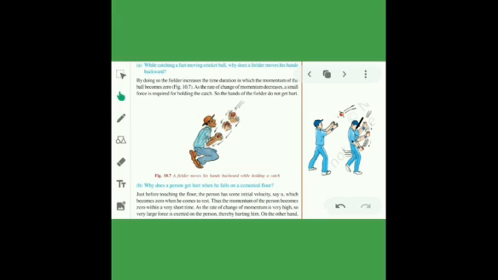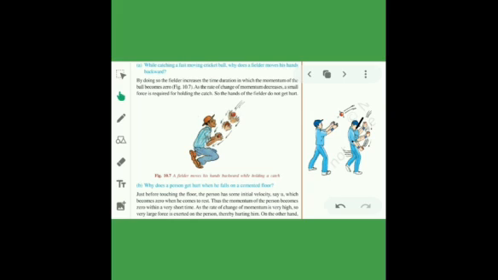But when he jumps on sand, he will take time to come to rest. That means the change of momentum occurs in a large interval of time, so he will get less hurt. The explanation is given here.